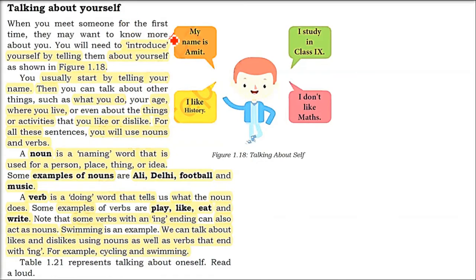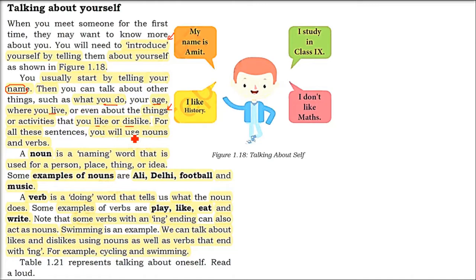So when you are talking about yourself, when you are being told, please introduce, what do you say? What are the information? The first thing is your name. You'll start by telling your name. Then what work do you do? Do you study or do you work? Your age, the place you live, and then the activities you like or dislike. So hobbies you can tell here.